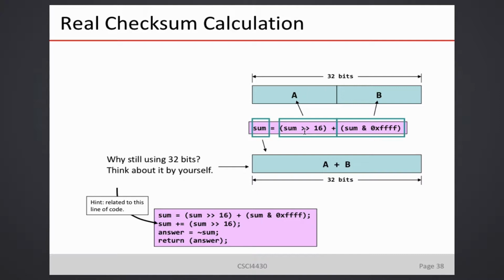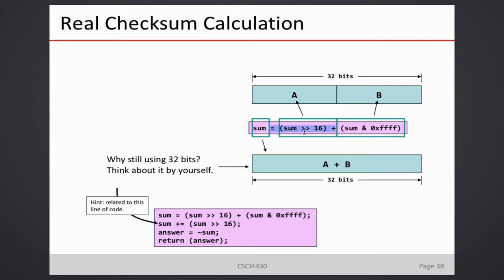Sometimes I mix up left and right. So what I'm doing is sacrificing the least significant 16 bits. I remove them all, shift them out, they go away. And what's left is the most significant 16 bits. And now it becomes two 16-bit pieces of data added together.